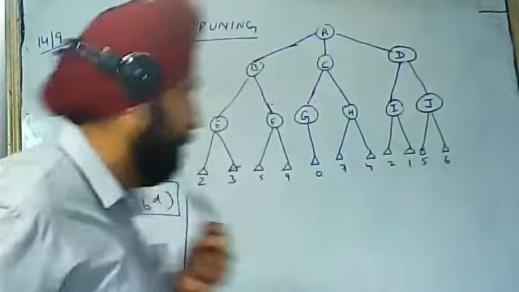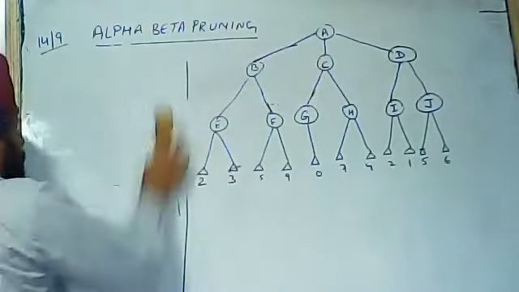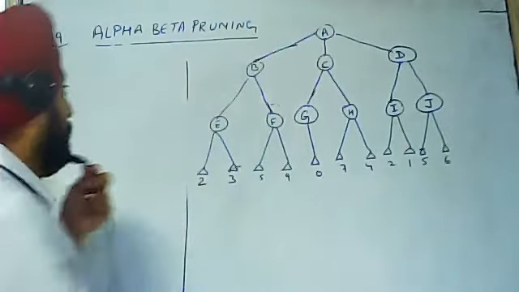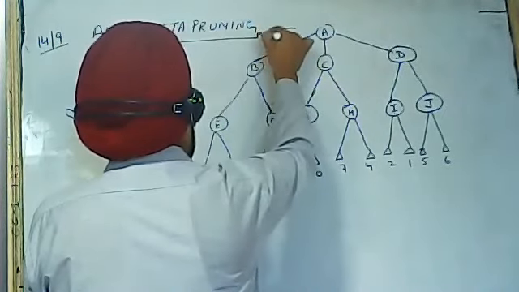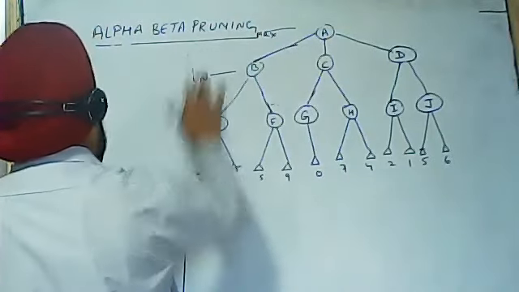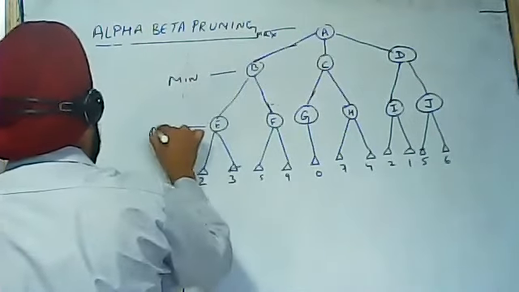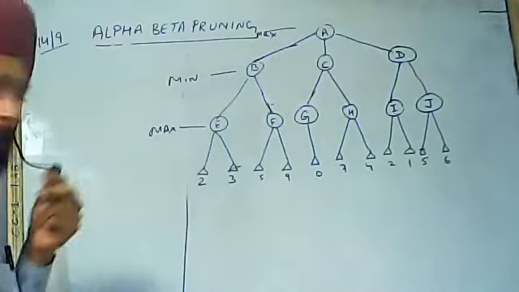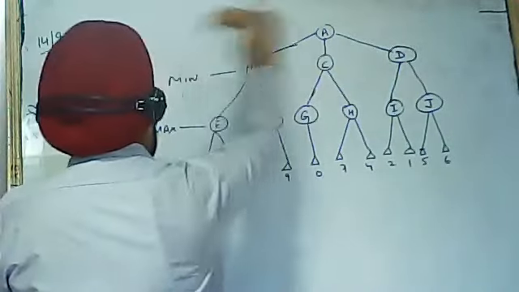So let us solve this tree in front of you with the help of the minimax algorithm. First of all, solve it with the minimax algorithm. Suppose this is the max player, this is the min player, and this is also the max player. These are the terminal nodes, and those are the utility values.